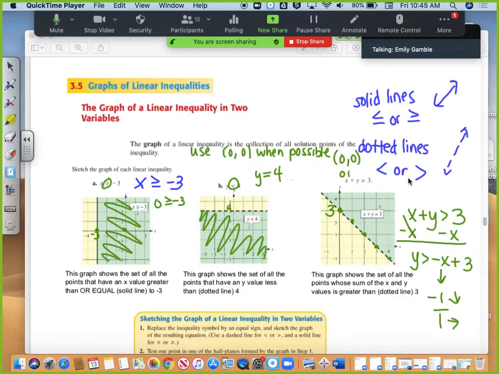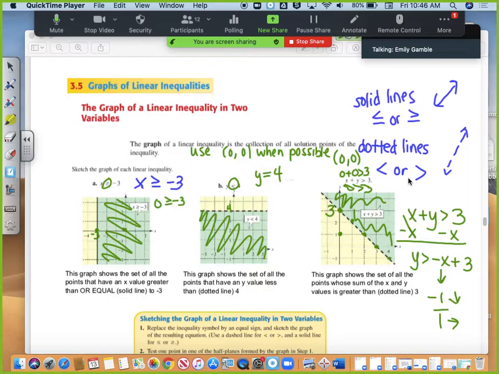So if I use this right here, x plus y is greater than 3, I'm going to use 0, 0. So I'm going to put 0 in for x, 0 in for y, and see if this is true. 0 plus 0 is 0. Is 0 greater than 3? No. 0 is not greater than 3. Since 0, 0 was in this region below down here, that means this entire region is false. Since this is not true, this entire region of points is false, which means that this must be true. So you would shade the above region.